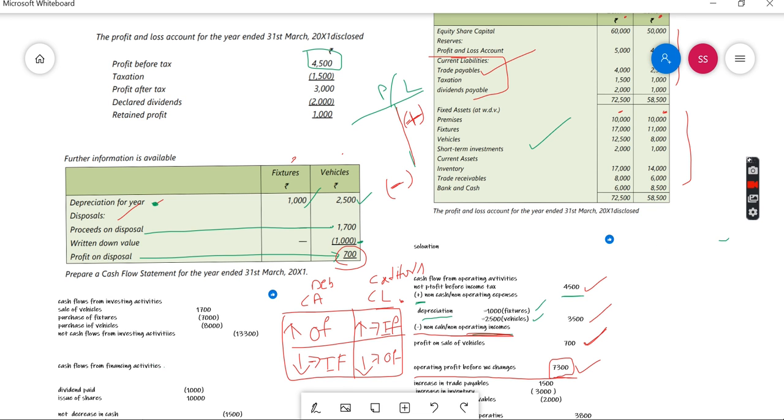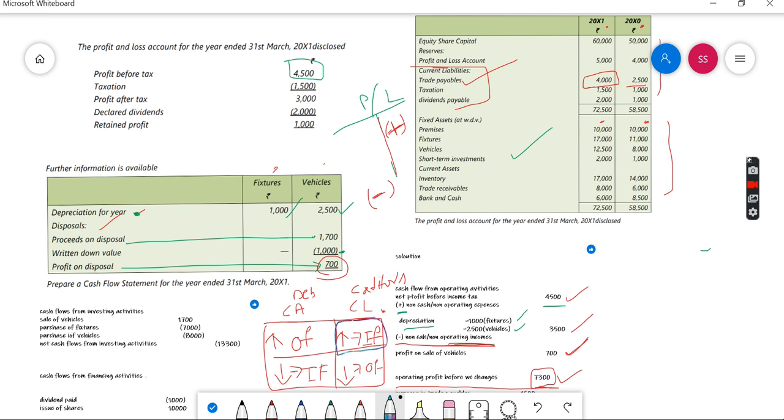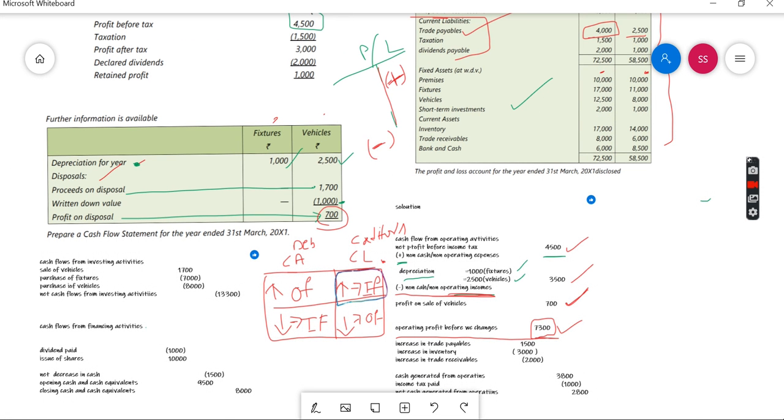Trade payables were 2,500 in 2010, right? In 2001, it is 4,000. That means an increase in trade payables, that means an increase in current liabilities. If there is an increase in current liabilities, what happens? It is an inflow, right? So we need to add that. Let's see what we did. So for the increase in trade payables, we have added 1,500.